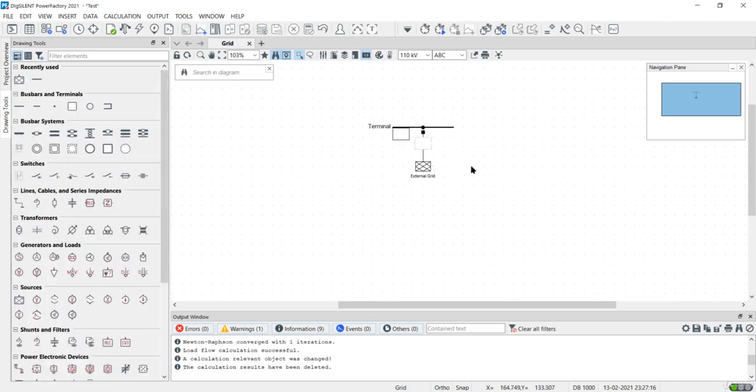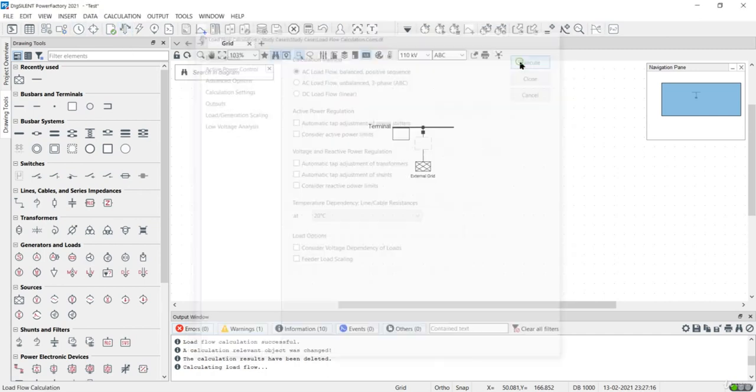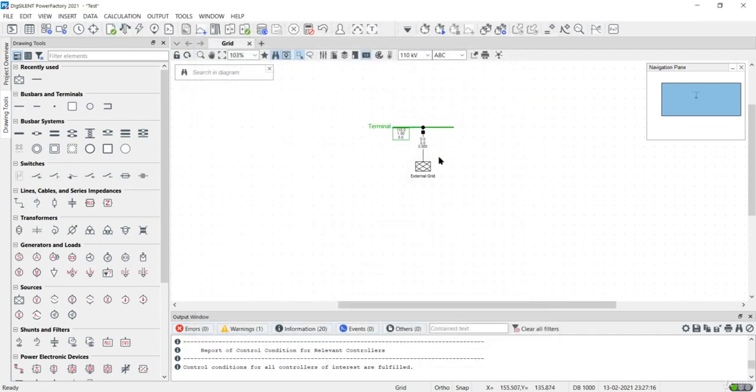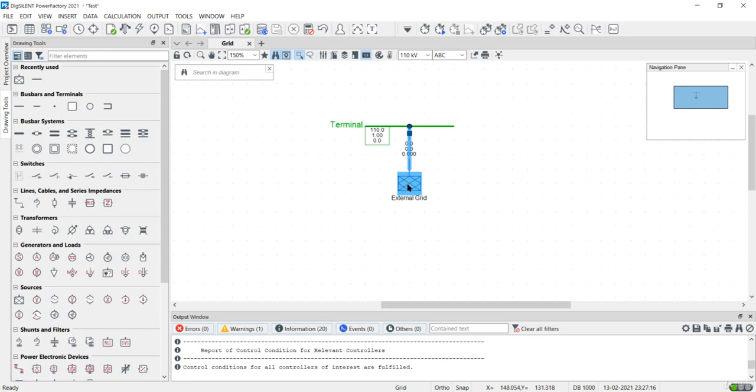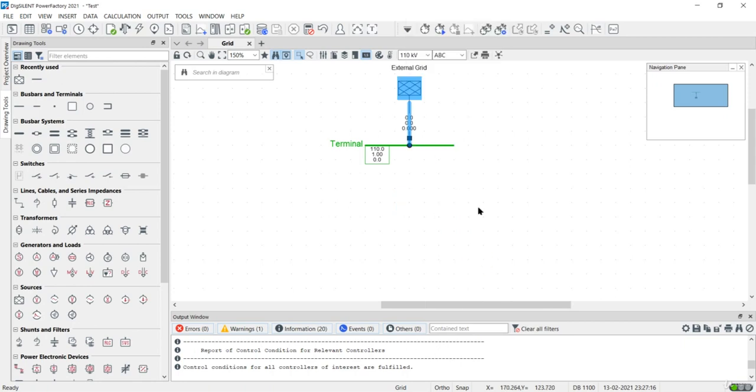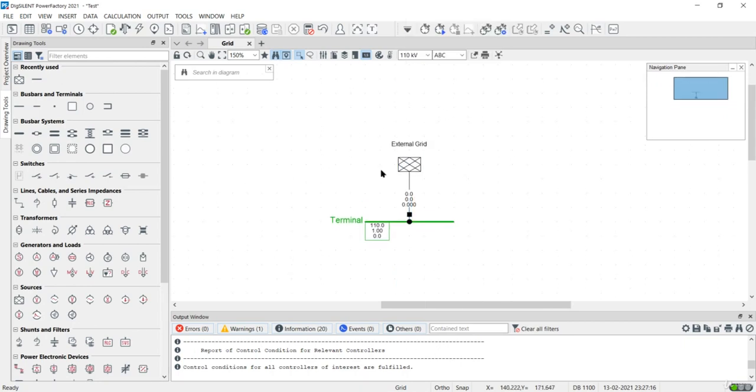For running a successful simulation, there should be at least some reference machine. Typically, this reference machine is provided by the external grid. When an external grid is not there in your network, you can use the generators or PV inverters as your reference. When the grid is connected here, you can flip the direction of the external grid just by right clicking it and flipping it, so that the direction of the grid will change.